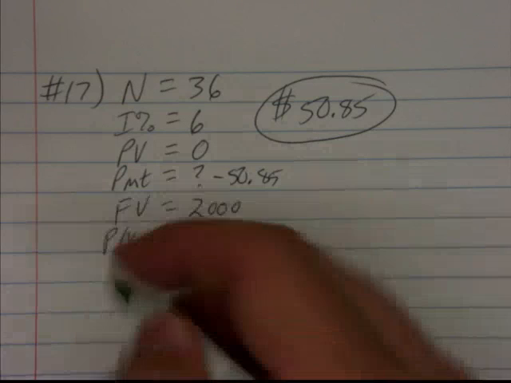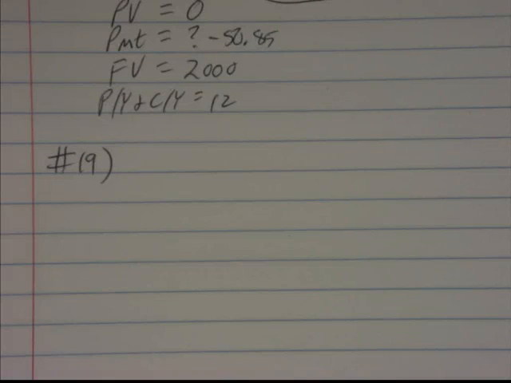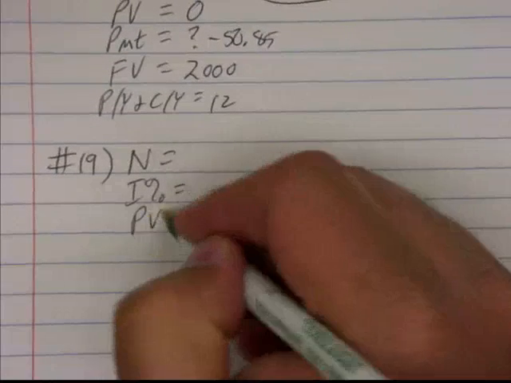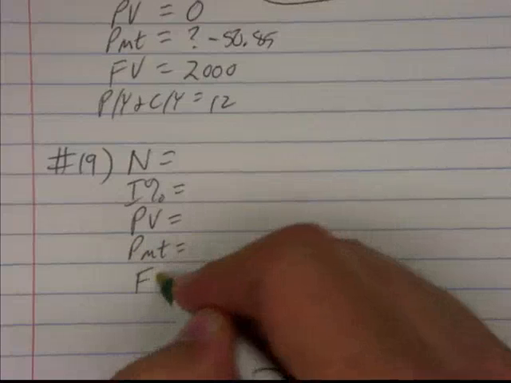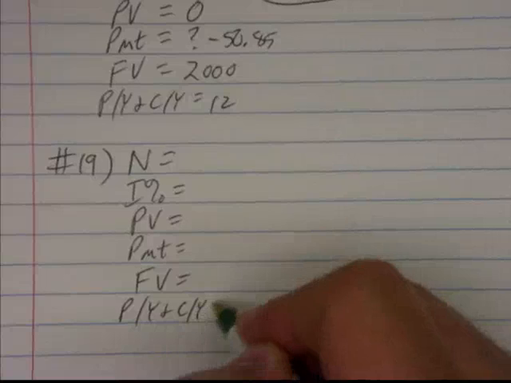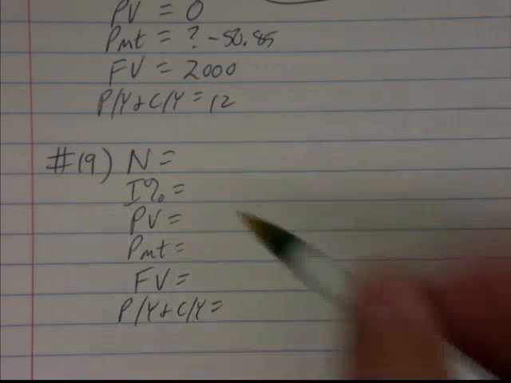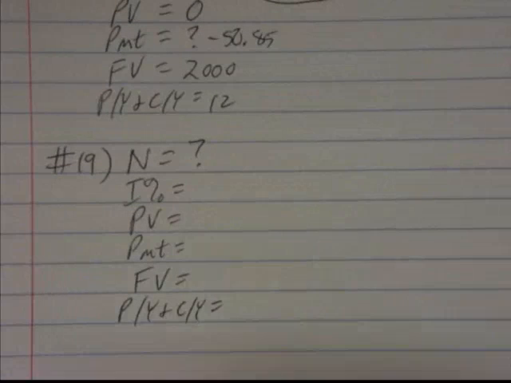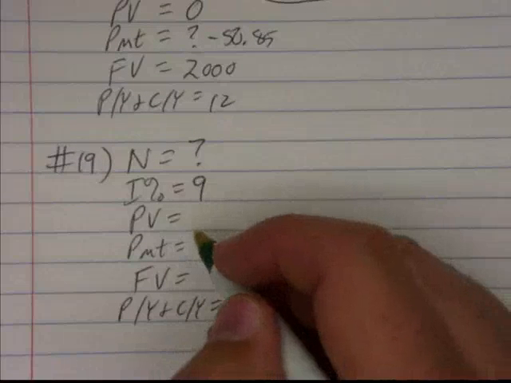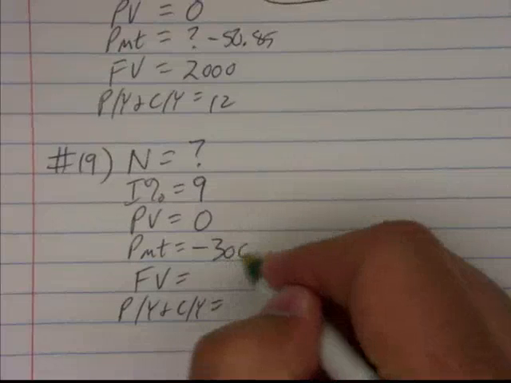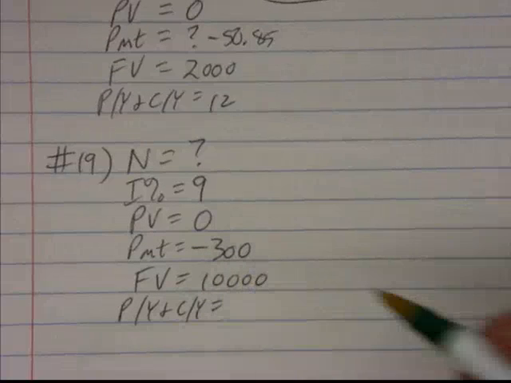All right, number 19 is the next one. Number 19 says you are making monthly payments of $300 into an annuity that pays 9% annual interest. How long will it take to accumulate $10,000? So here's my pieces. We are making monthly payments into an annuity, and we want to know how long it'll take to accumulate. So we do not know what it is. Our interest rate is 9%. Our present value is 0. And our payments are negative 300 because we're paying them out. And we want to get our future value up to $10,000.